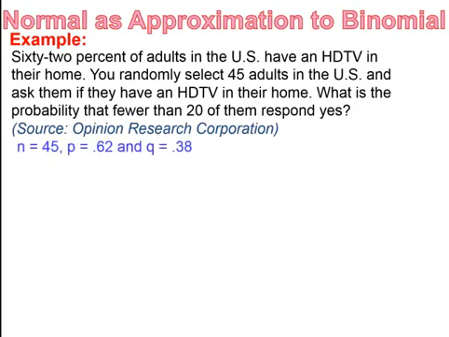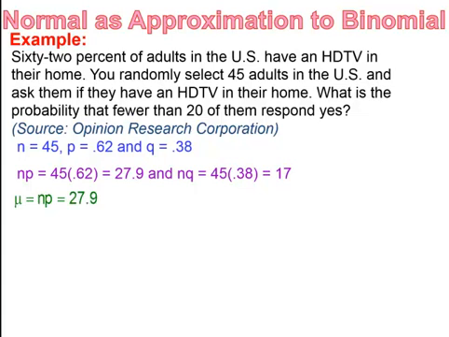So again, I'm pulling out the information. I have my N is 45. The probability of success is 0.62, and failure would be 0.38, 1 minus 0.62. Now I'm going to multiply the N times P to see if it's greater than or equal to 5, and both check out here. And now I'm finding my mean, which is N times P, 27.9, and my standard deviation, I will end up getting 3.27 or 3.26.